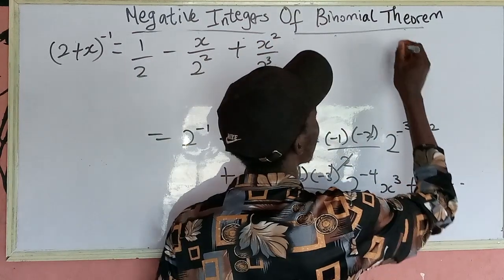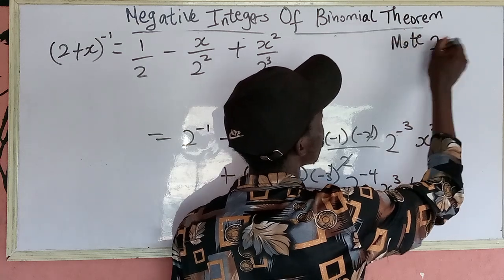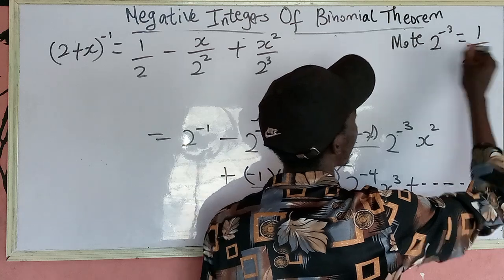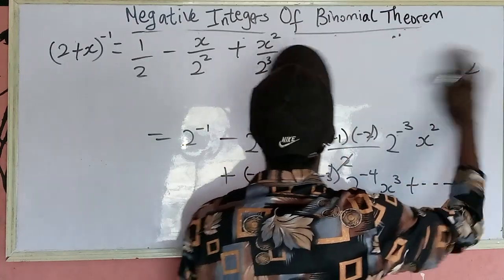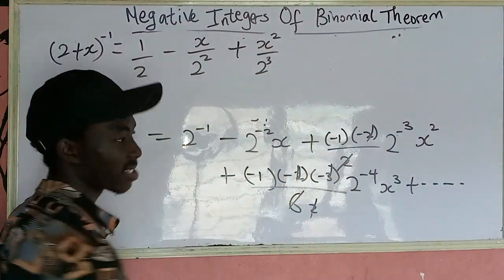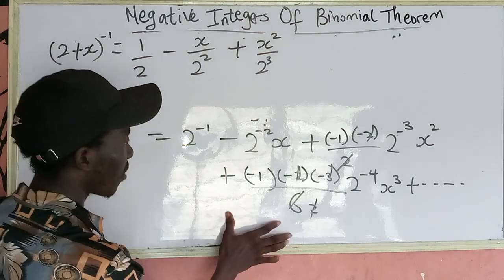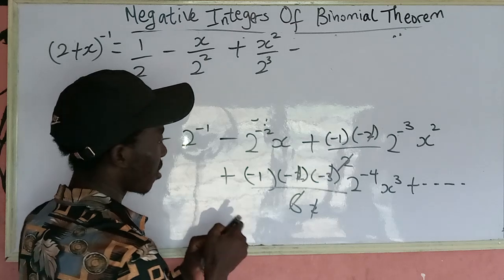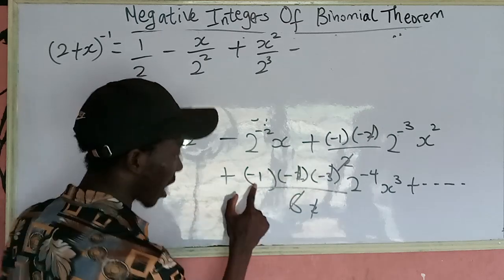Because note, 2 raised to power minus 3 equals 1 over 2 raised to power 3. So therefore, this can be written as this. This is not a big deal. What about this? You have a minus left. Minus is left because minus and minus is plus. That is minus.